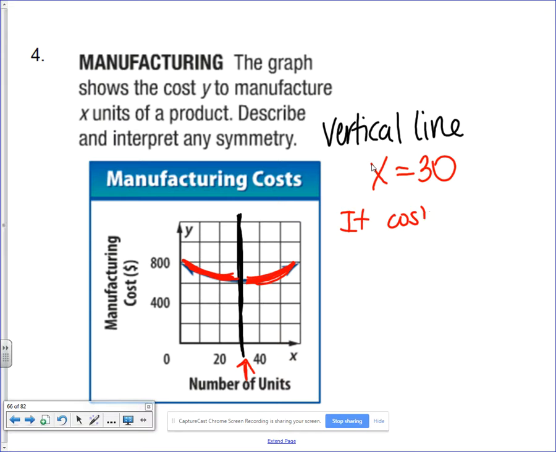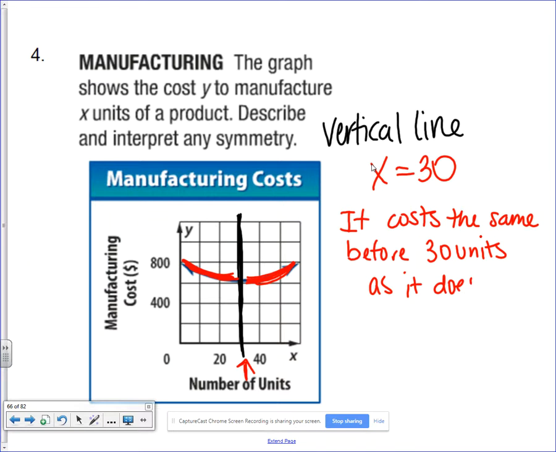It costs the same before 30 units as it does after 30 units. If this is my company and I'm making whatever it is that I'm making, how many units do I want to make? What's going to get me the most profit, you think?